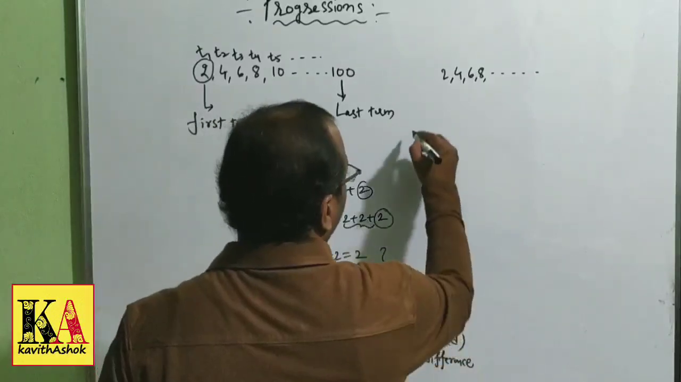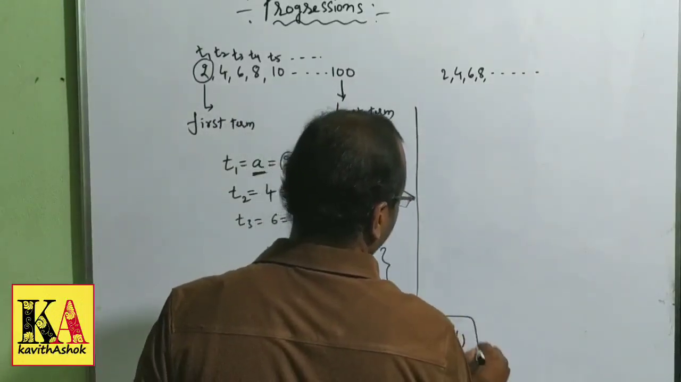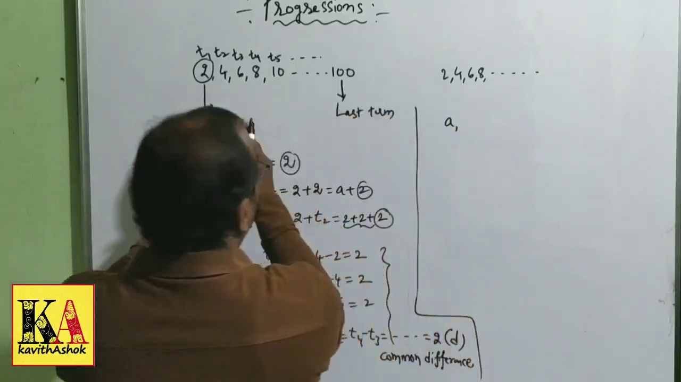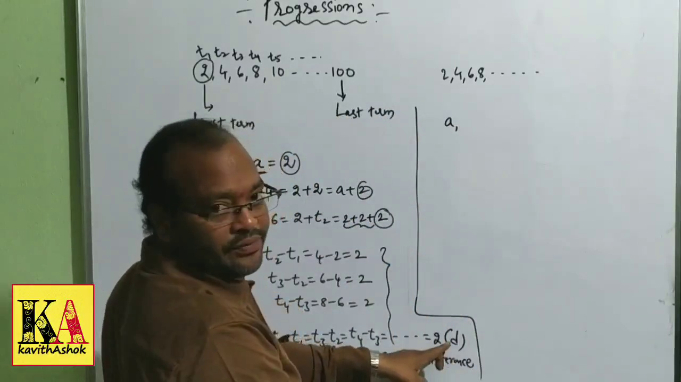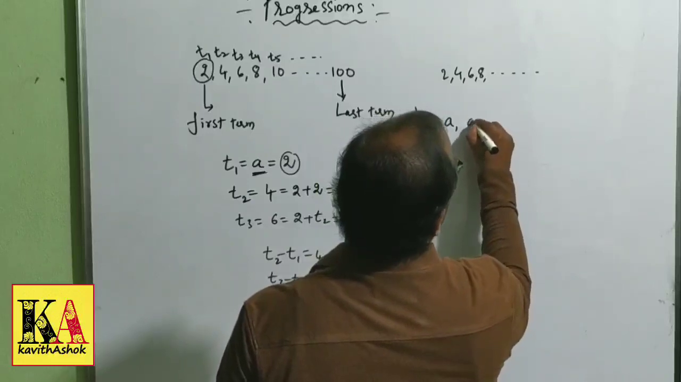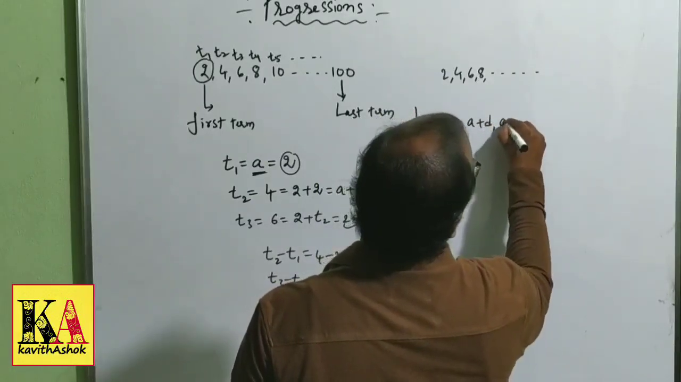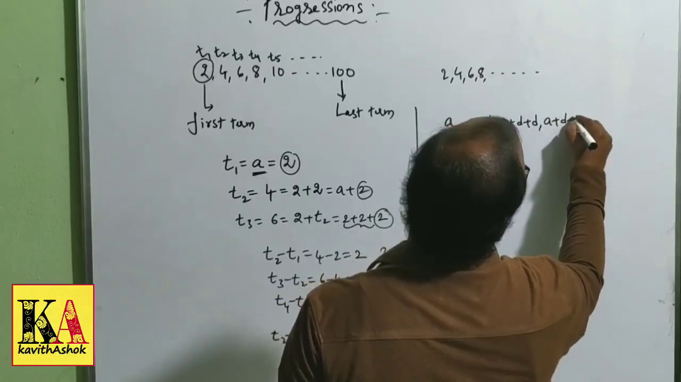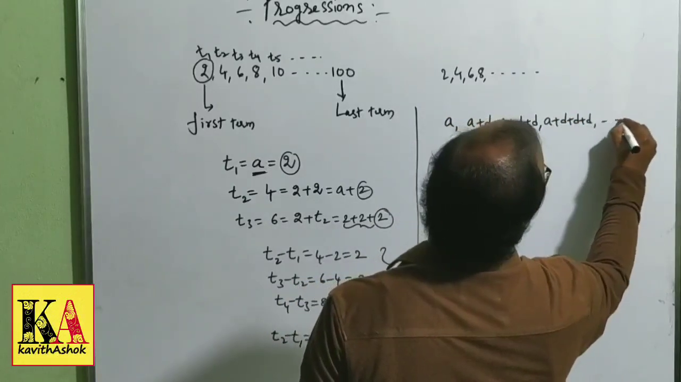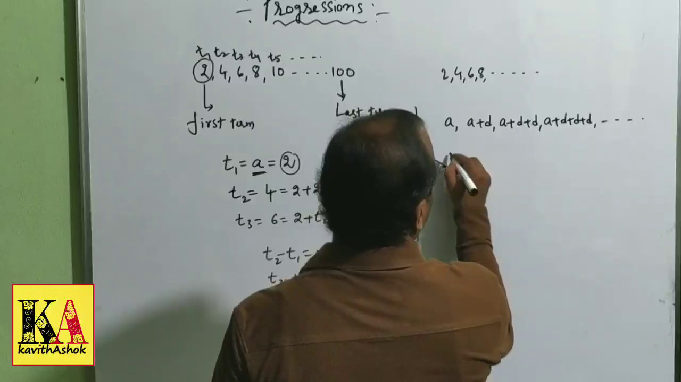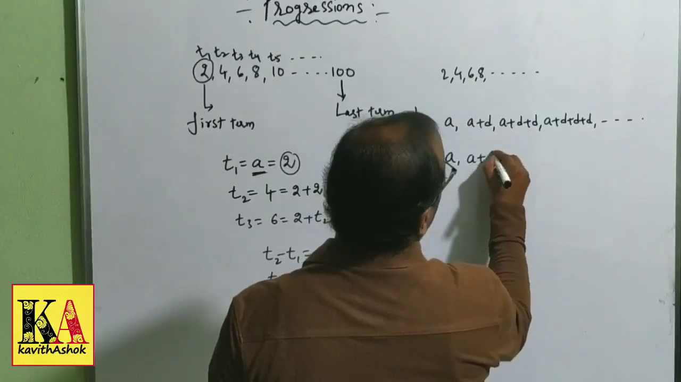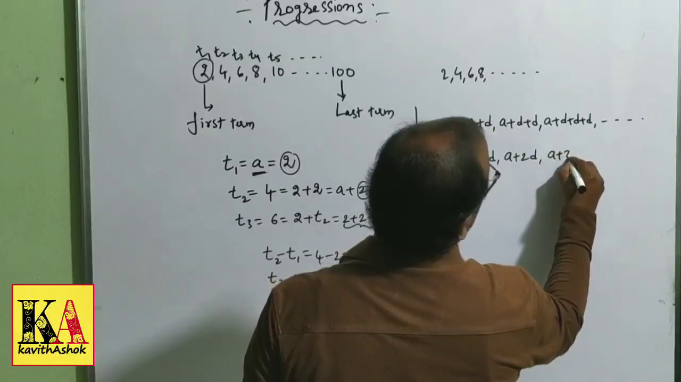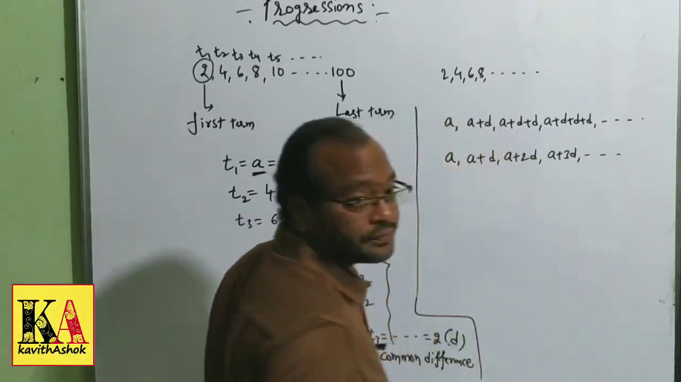Let's look at it now. A is the first term, and every term is added by the common difference D. A plus D, A plus D plus D, A plus D plus D plus D, and so on. Look: A plus D, A plus 2D, A plus 3D, and so on.